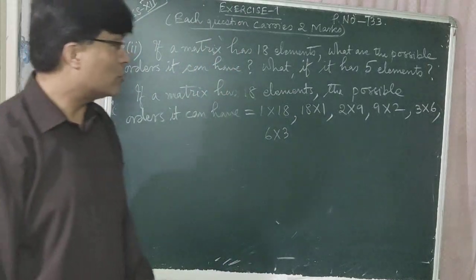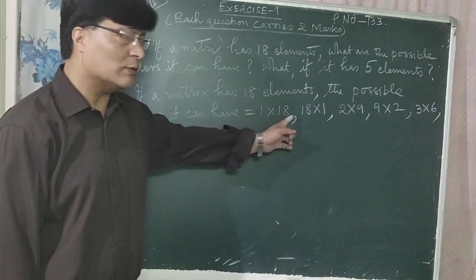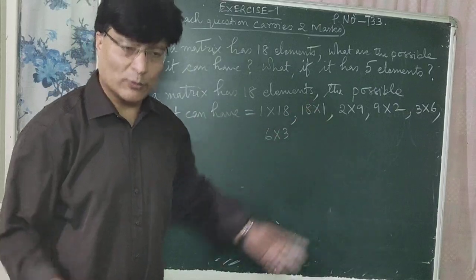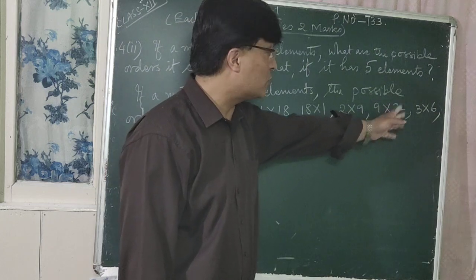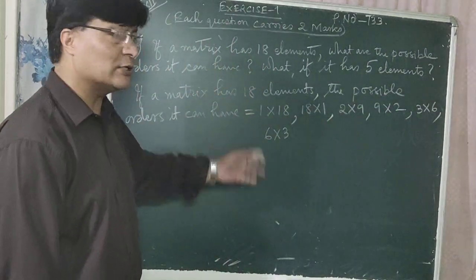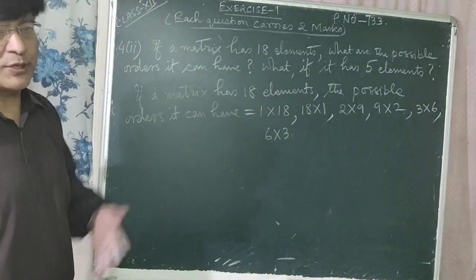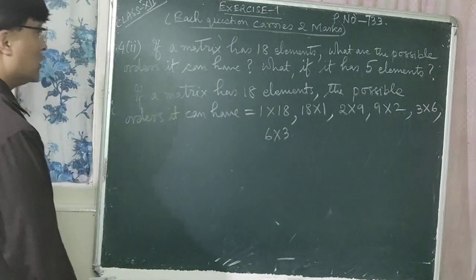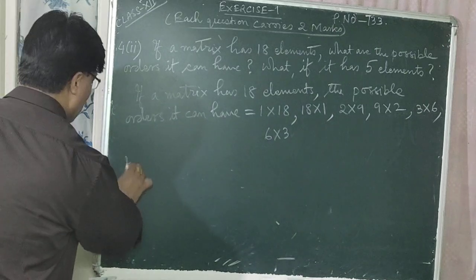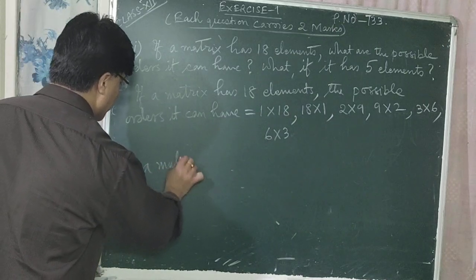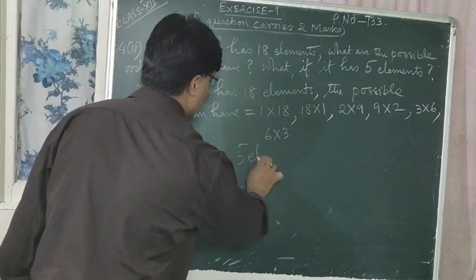So the possible orders are 1 into 18, 1 row and 18 columns, 18 into 1, that is 18 rows and 1 column, 2 into 9, 2 rows and 9 columns, 9 into 2, 9 rows and 2 columns, 3 into 6, 3 rows and 6 columns, and 6 into 3, that is 6 rows and 3 columns. So these are the possible orders that the matrix can have, right? So if a matrix has 5 elements, what can we say about the orders?